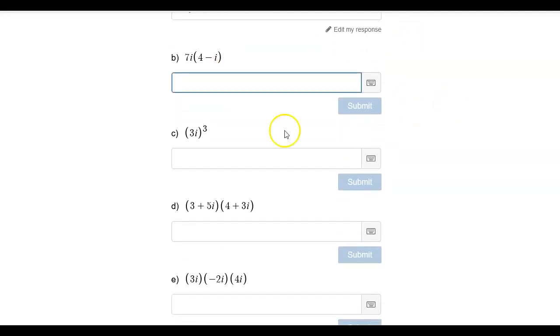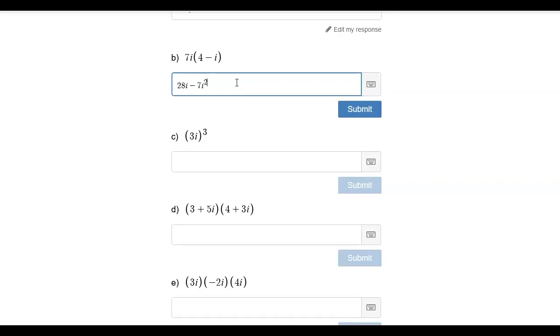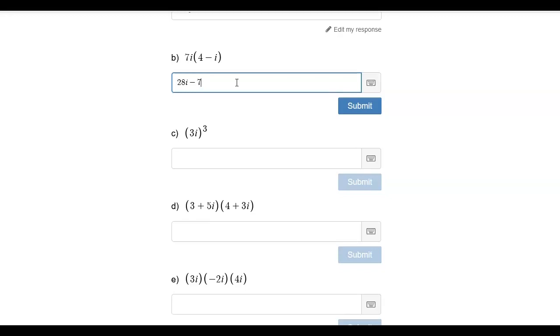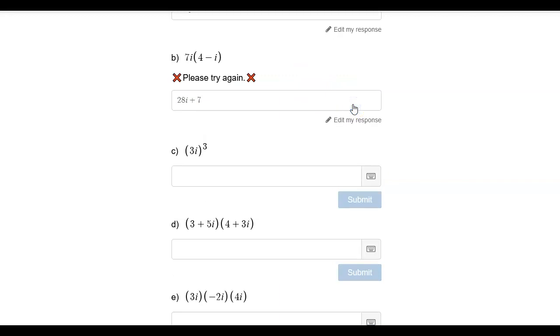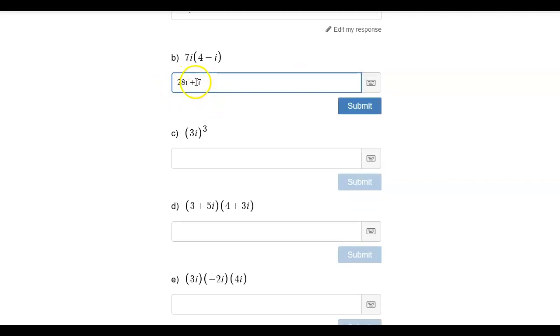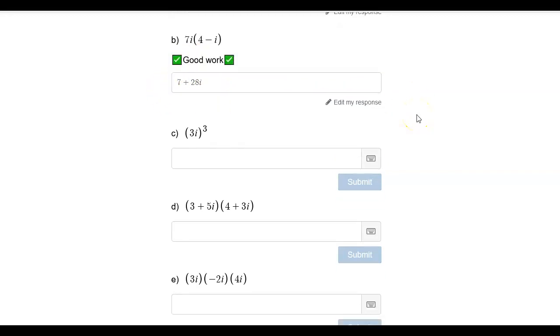Okay, for B, this is the distributive property. So you're taking 7i times 4, which is 28i, and then you're subtracting 7i squared. So remember that i squared just changes the sign on that number. So instead of being minus, it would be plus. Okay, and it doesn't like it because it's switched around. So I'm just going to take this and put 7 plus 28i and see how it likes that one. There we go.